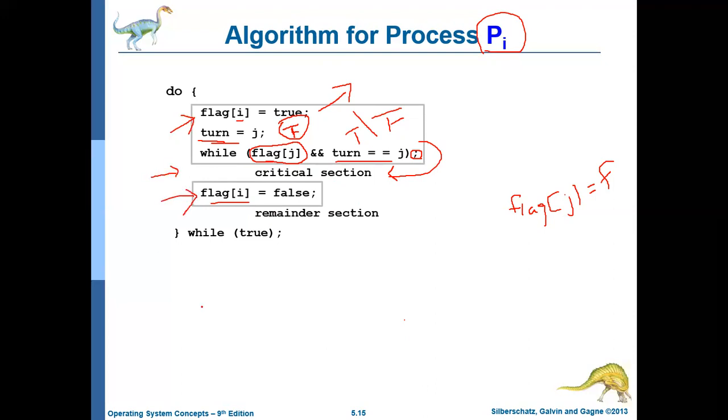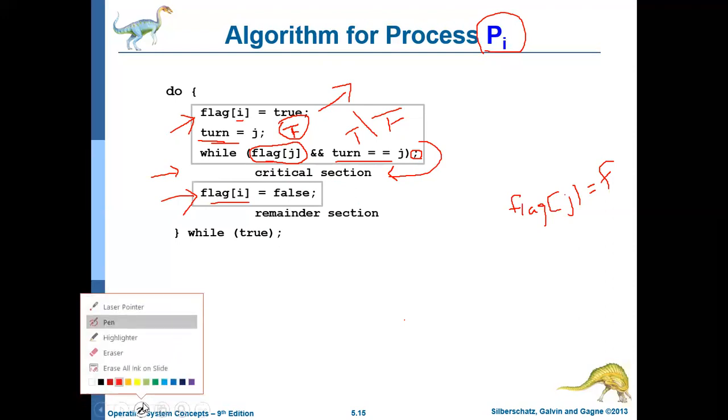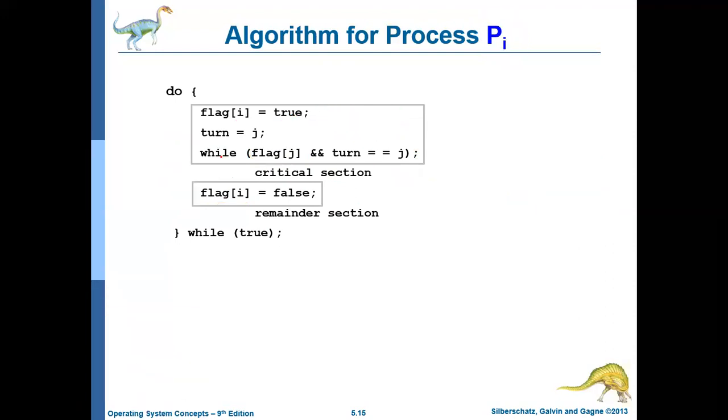So this is the algorithm for process i. Similarly, you can write the algorithm for process j. So what will be the algorithm for process j? Instead of i, here you have to put j. Flag of j is equal to true, and turn is equal to i. Here you have to assume that the jth process will assume that it is the ith turn.